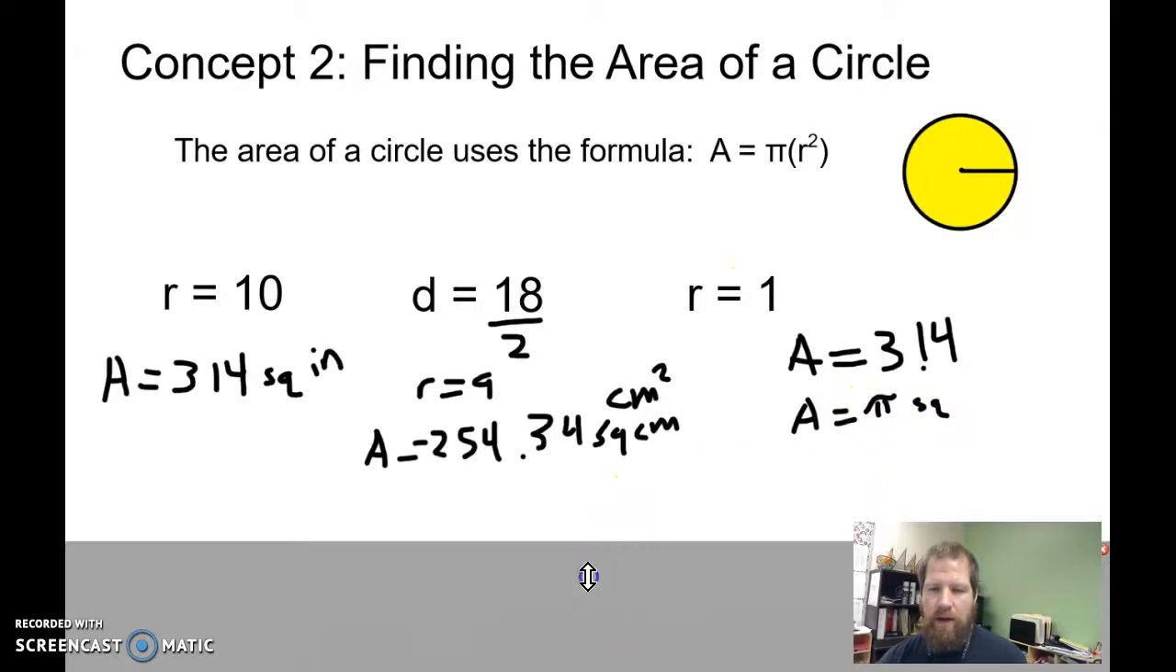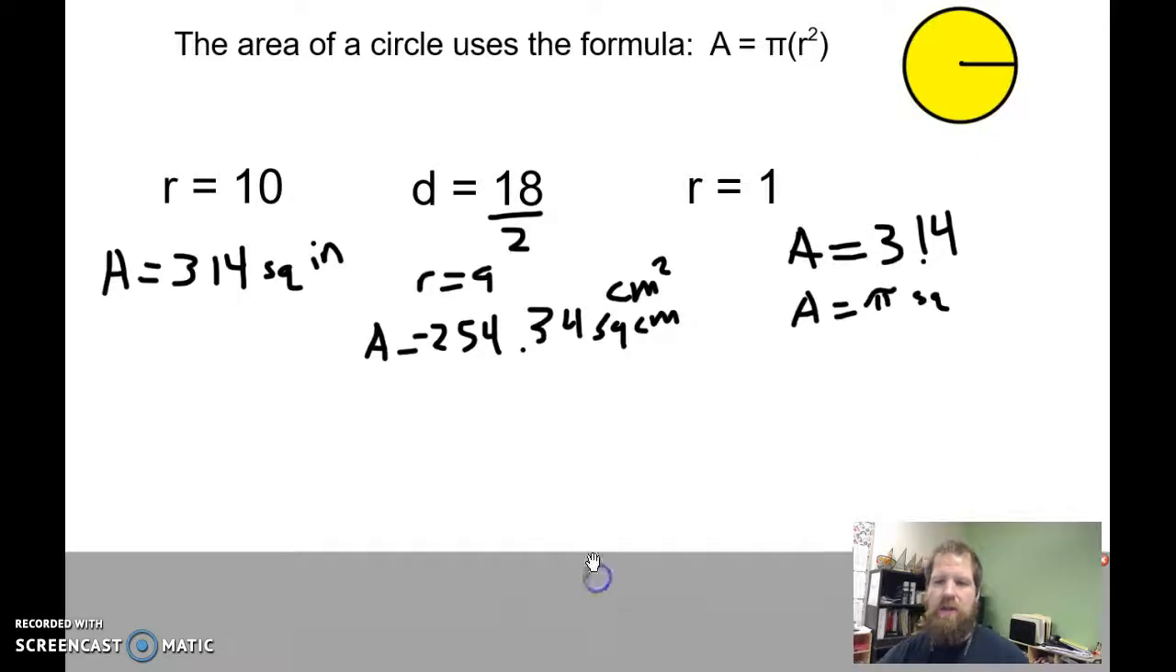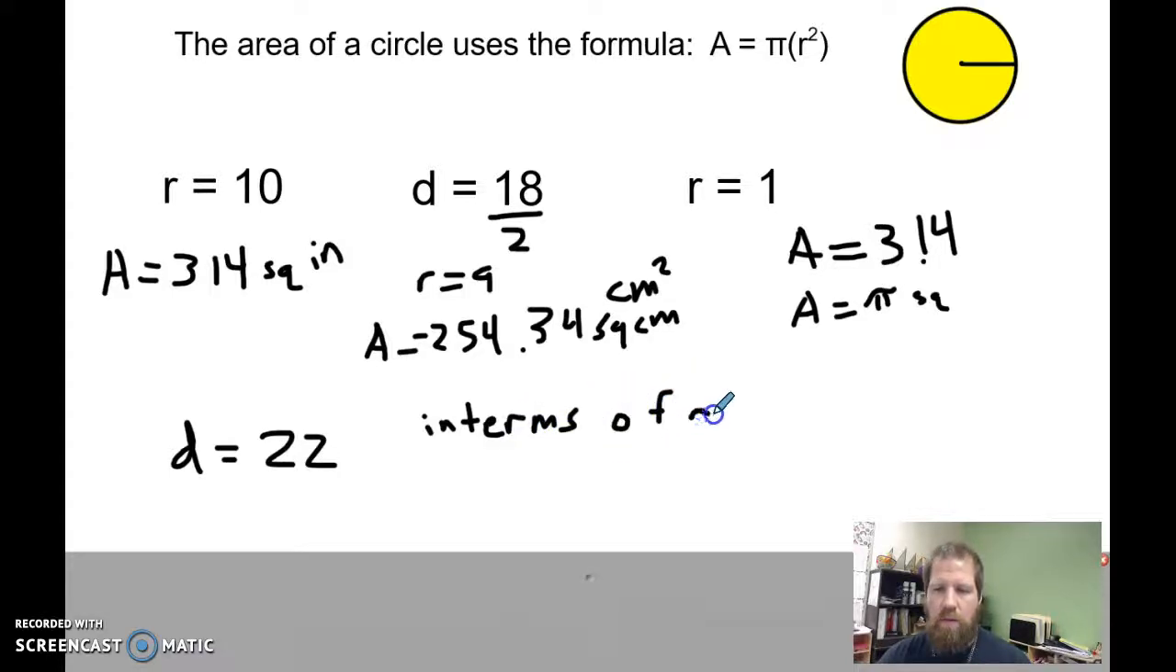Okay, let's do one more real quick, just because there's another way for us to write these sometimes. Let's say our diameter is 22, and we want to find the area, but we want to find the area in terms of pi. We want to leave it in terms of pi. What that means is I'm not going to approximate pi. I'm not going to have it as 3.14. I'm not going to have it as 22 over 7. I'm going to leave it in terms of pi.